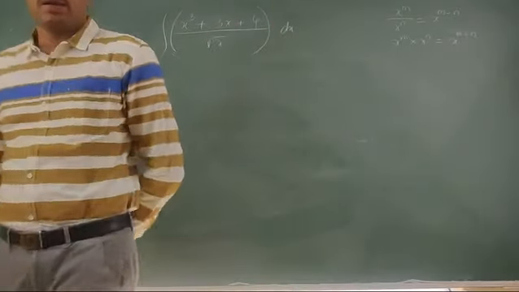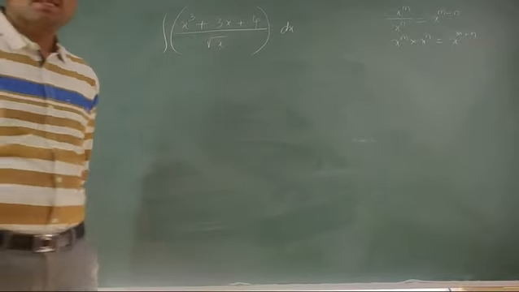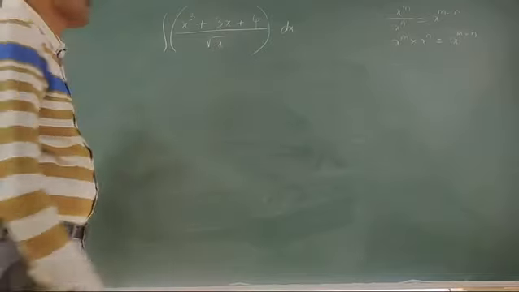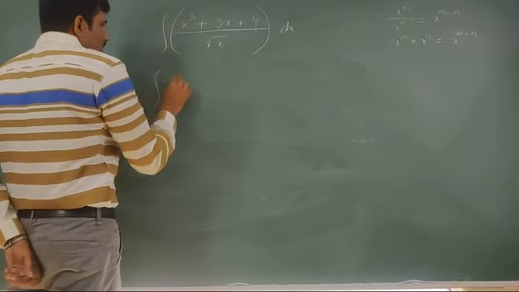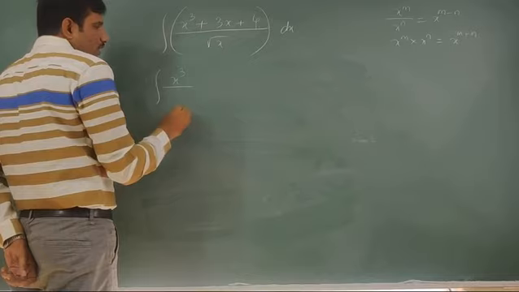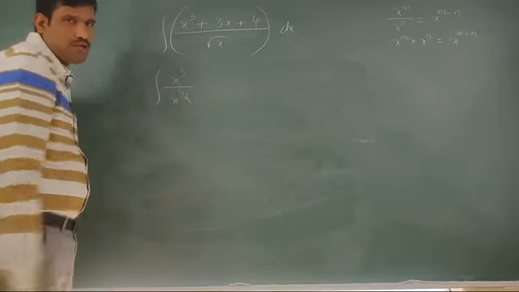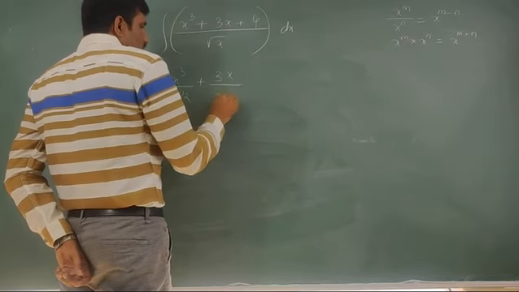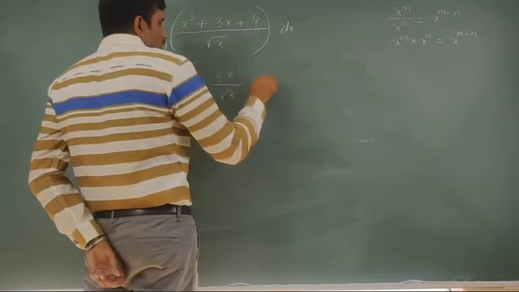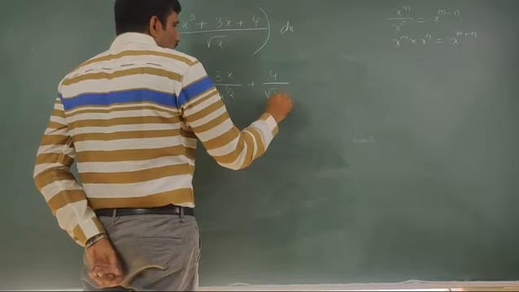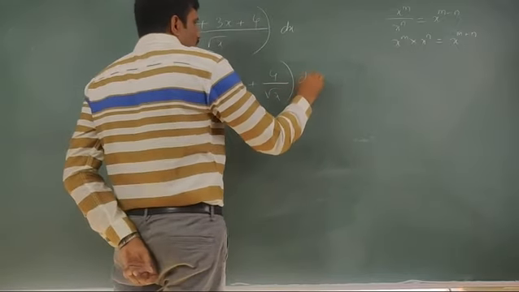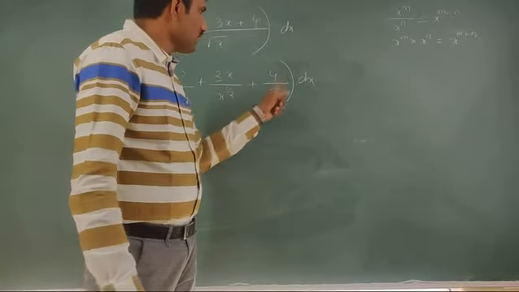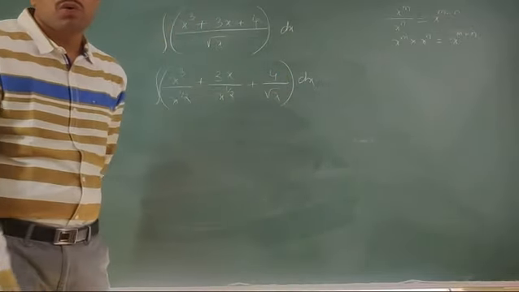Already we know that, right? X raised to m divided by x raised to n is x raised to m minus n. X raised to m into x raised to n is x raised to m plus n. First separate this. So that is x cube divided by root x, where root x is x raised to 1 by 2, plus 3x divided by root x, plus 4 divided by root x. I will write root x as it is for the last term because I know the integration of 1 by root x is 2 root x.